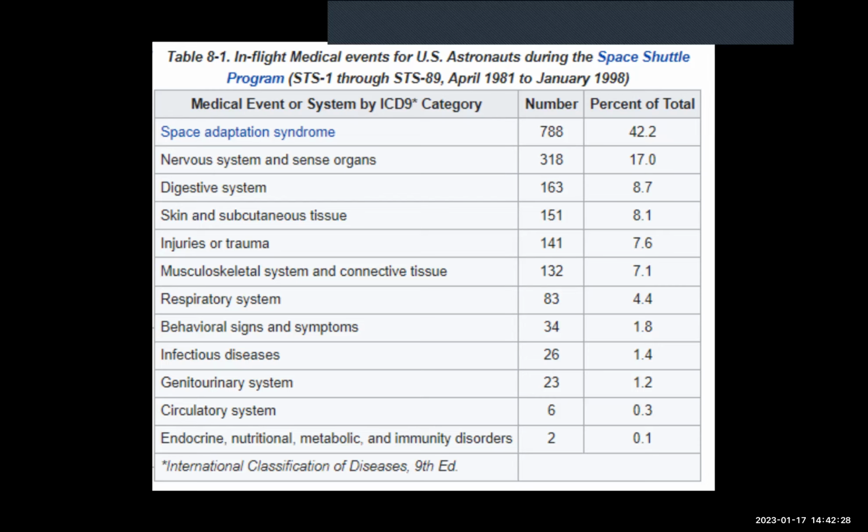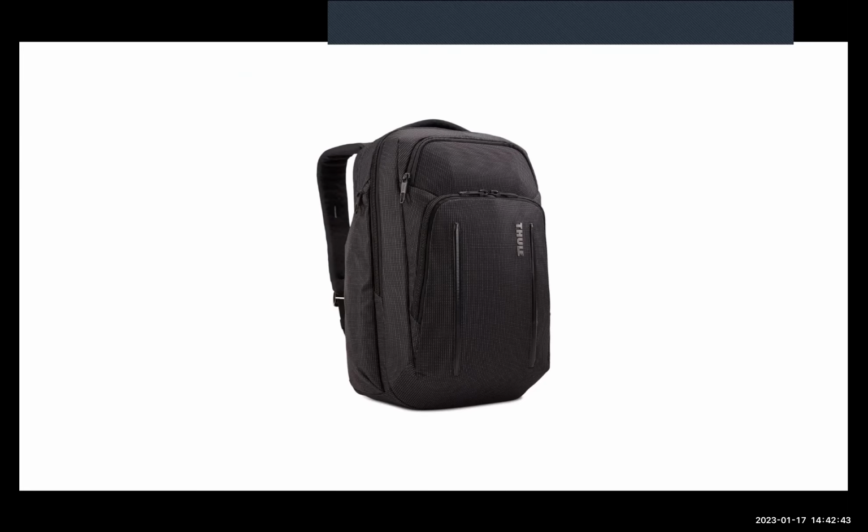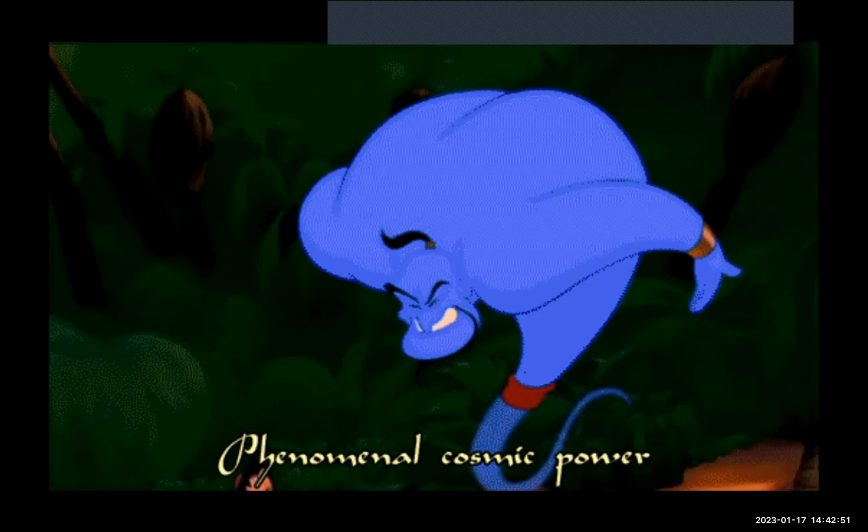How do we pack for space? For those of you who are avid hikers, campers, outdoors people, you may have heard of the backpacking principle, and that is simply that you can't bring it all with you. Everything that you bring with you is at the expense of something else because of limited mass carrying capabilities and limited volume. I like to call this the Aladdin principle of space: phenomenal cosmic power to get to space, itty bitty living space once you get there.